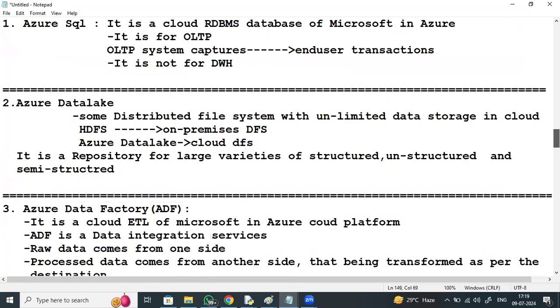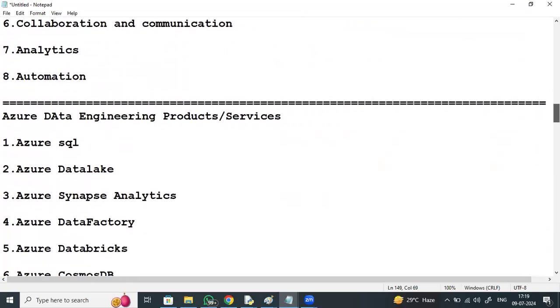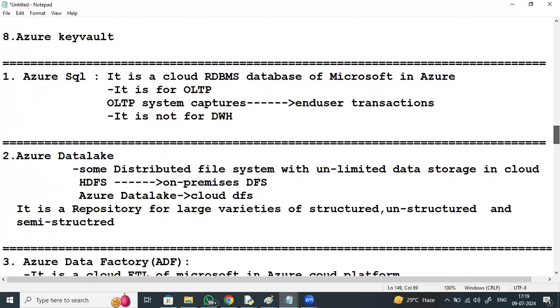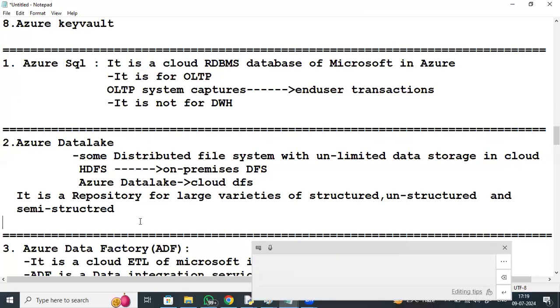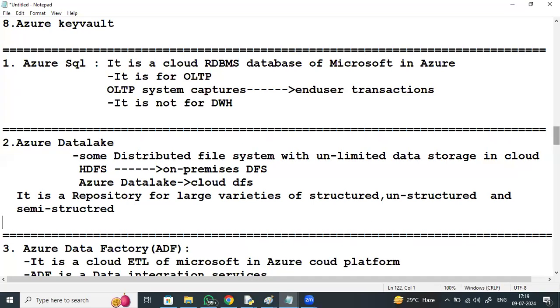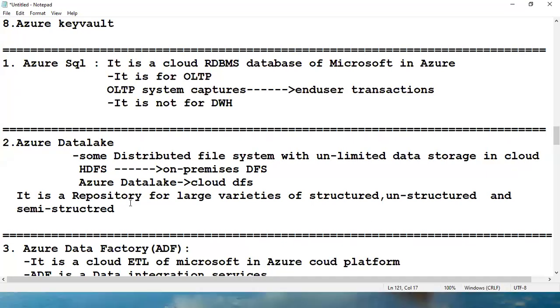Okay, so I'll provide some more discussion on Azure Data Engineering products, as I was discussing Azure SQL and Azure Data Lake.